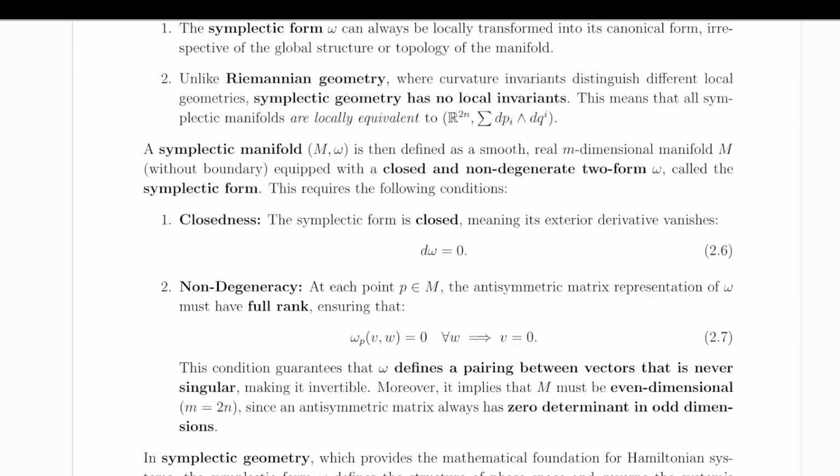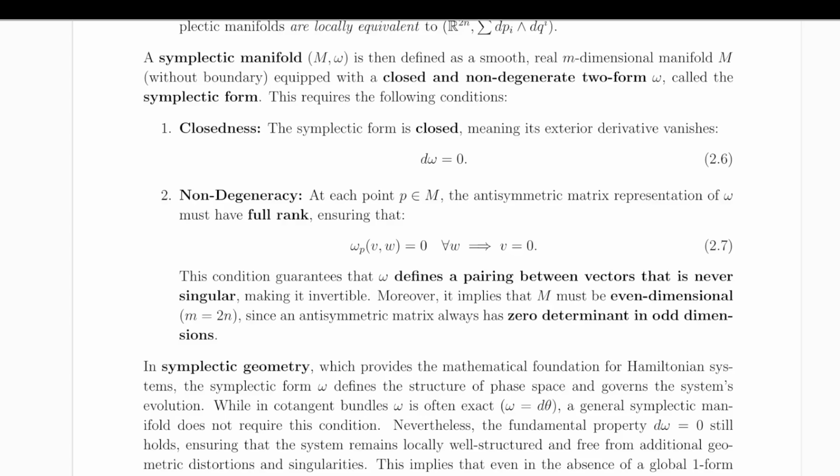To summarize, a symplectic manifold is a smooth manifold equipped with a closed, non-degenerate two-form omega. The closedness condition means that d omega equals 0. The non-degeneracy condition means that at each point, if omega evaluates to 0 when paired with every vector, then the original vector must itself be 0. This ensures that phase space has a well-behaved invertible structure. It also implies that the dimension of the manifold must be even.